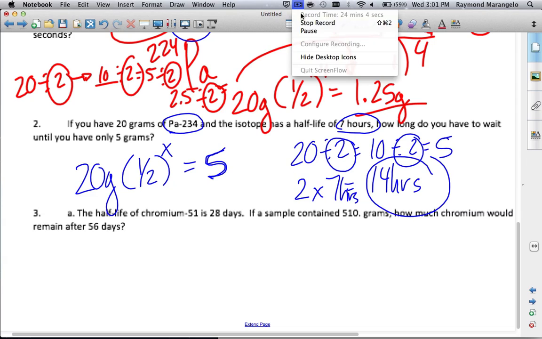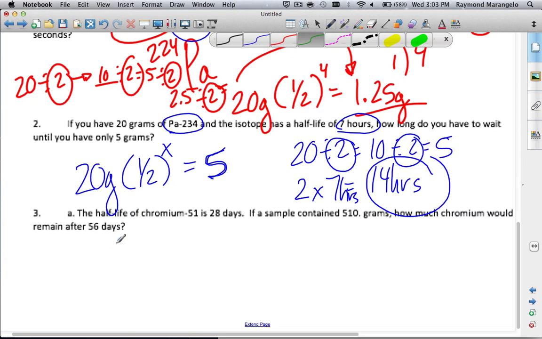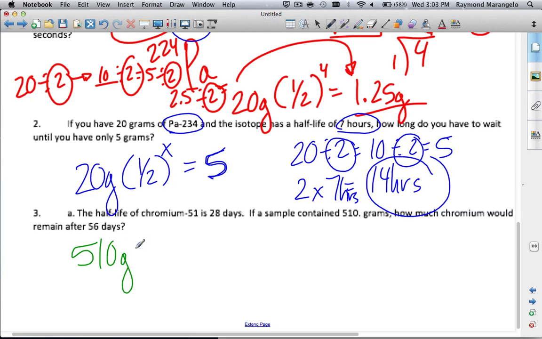Let me pause it for 1 sec. One here, the half-life of chromium-51 is 28 days. A sample contained 510 grams. So how much would remain after 56 days?